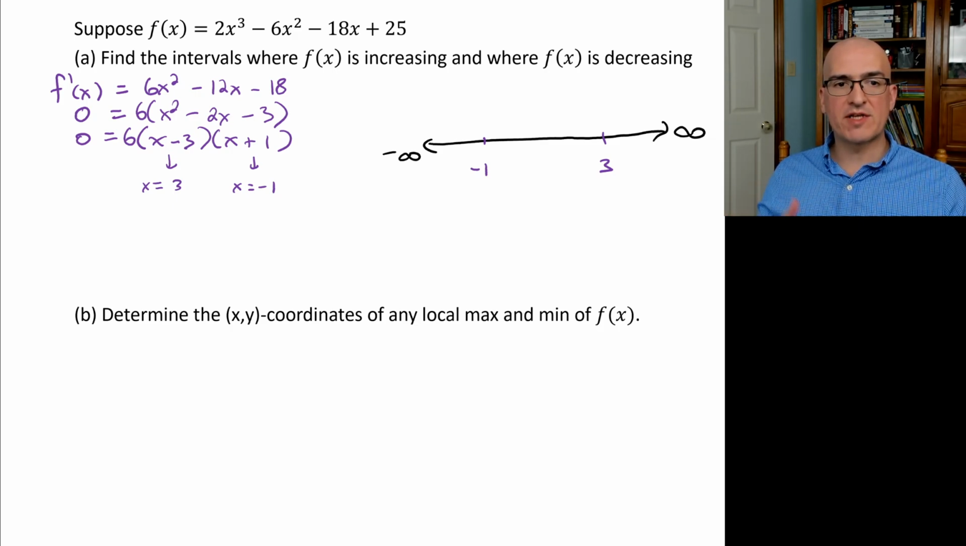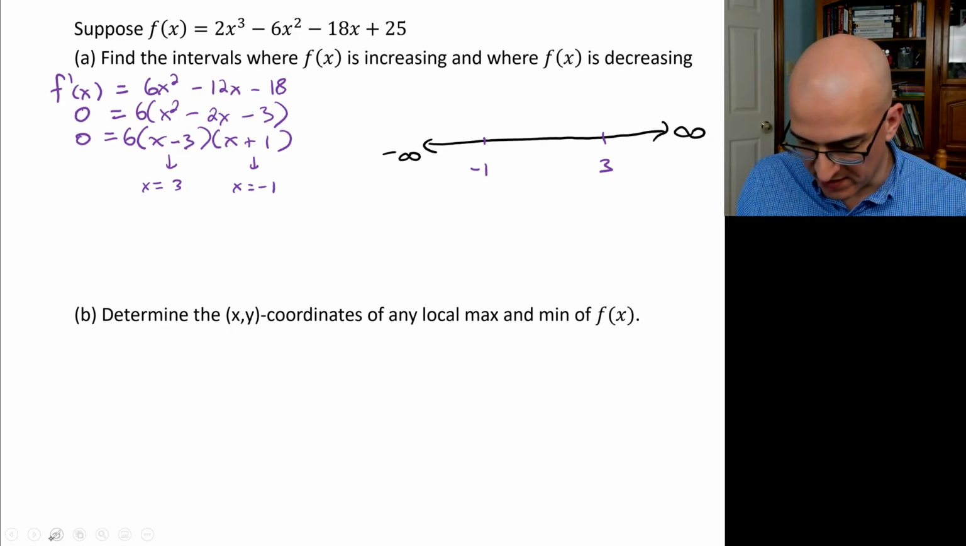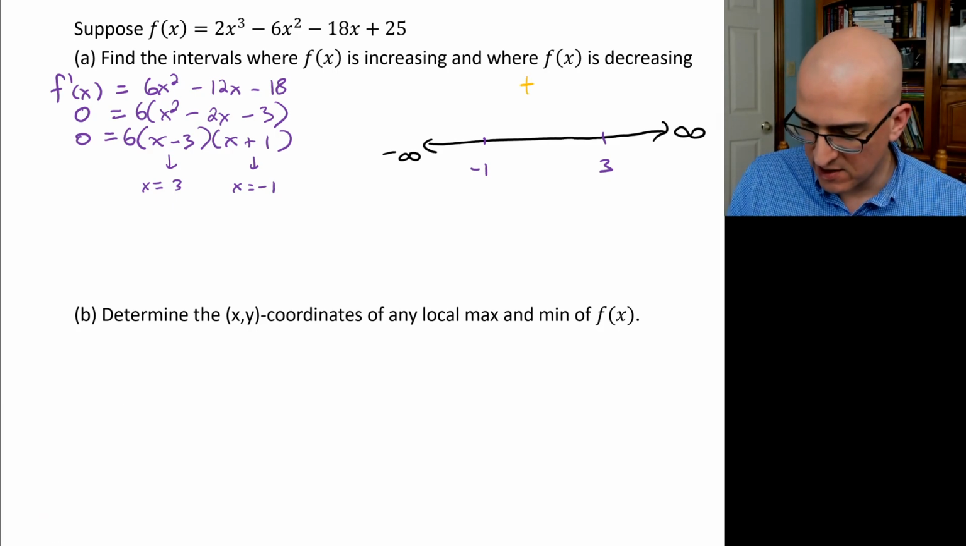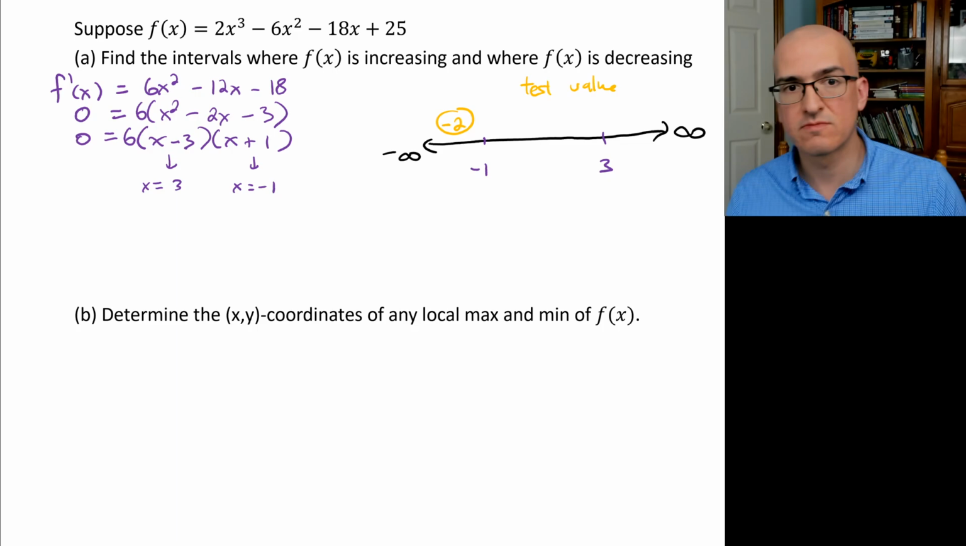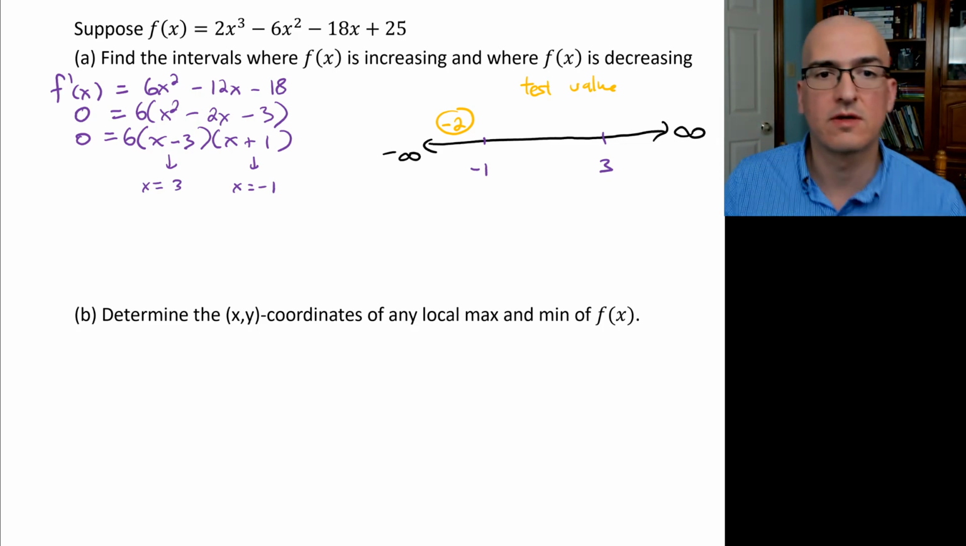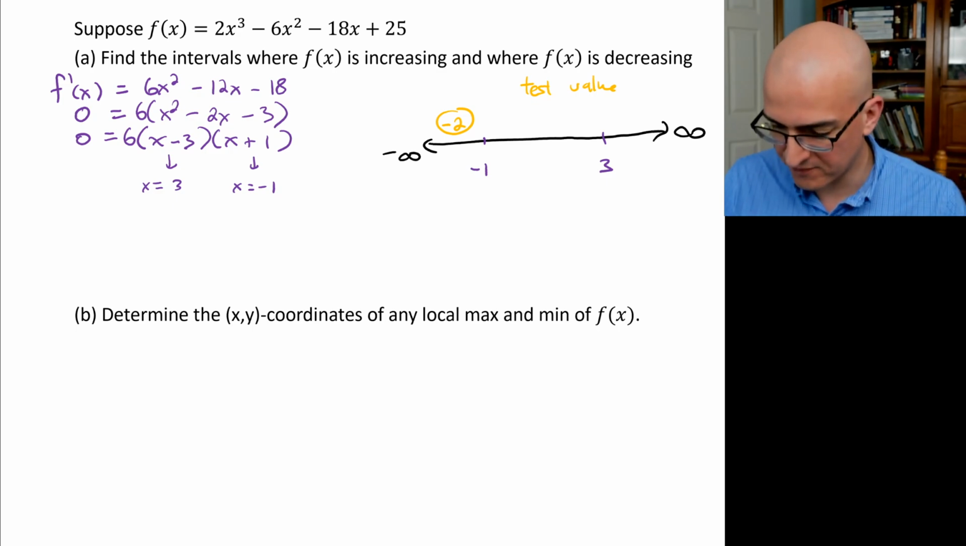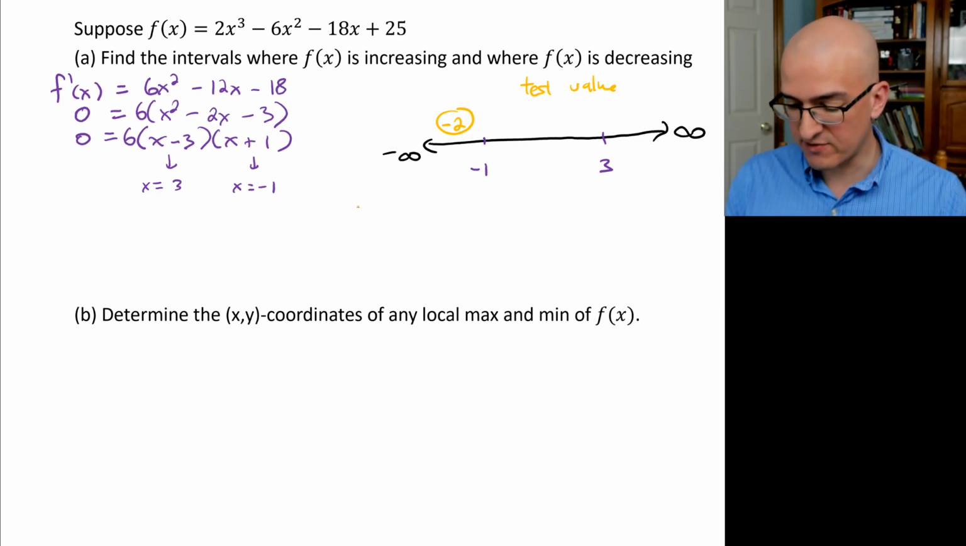We have the region from minus infinity to minus 1. We have to pick any number inside that region as a test value. I'm going to choose a test value of negative 2 in that first region. Anything that's less than negative 1 will work. Pick negative 2. And what we do with it is we plug it into the first derivative. And it's easier to plug it into the factored form.